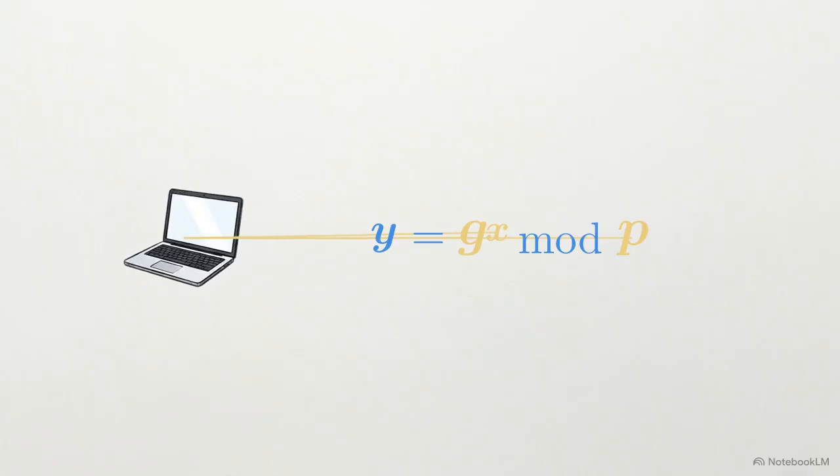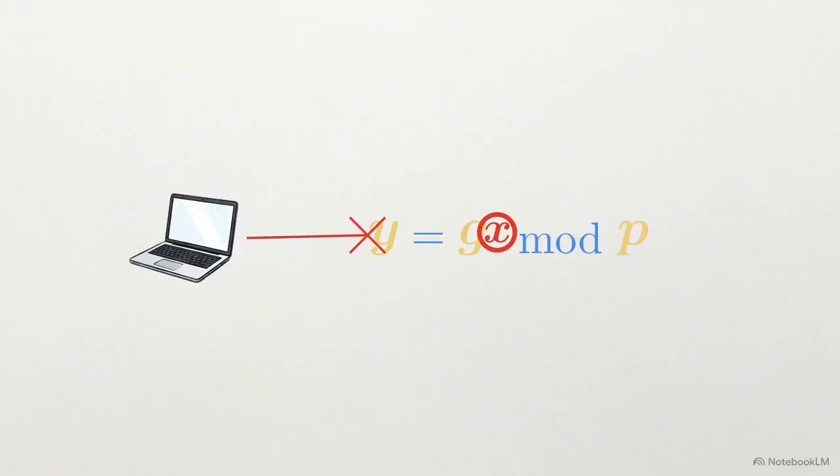While it is computationally simple for a computer to find y if it knows the base, prime, and exponent, it is mathematically infeasible for that same computer to calculate the exponent x given only the result.